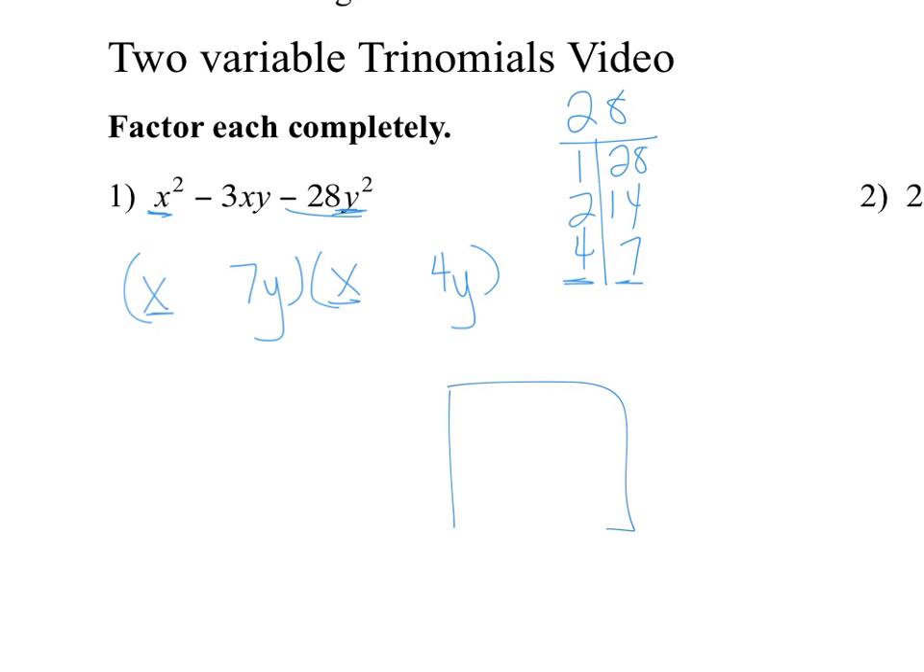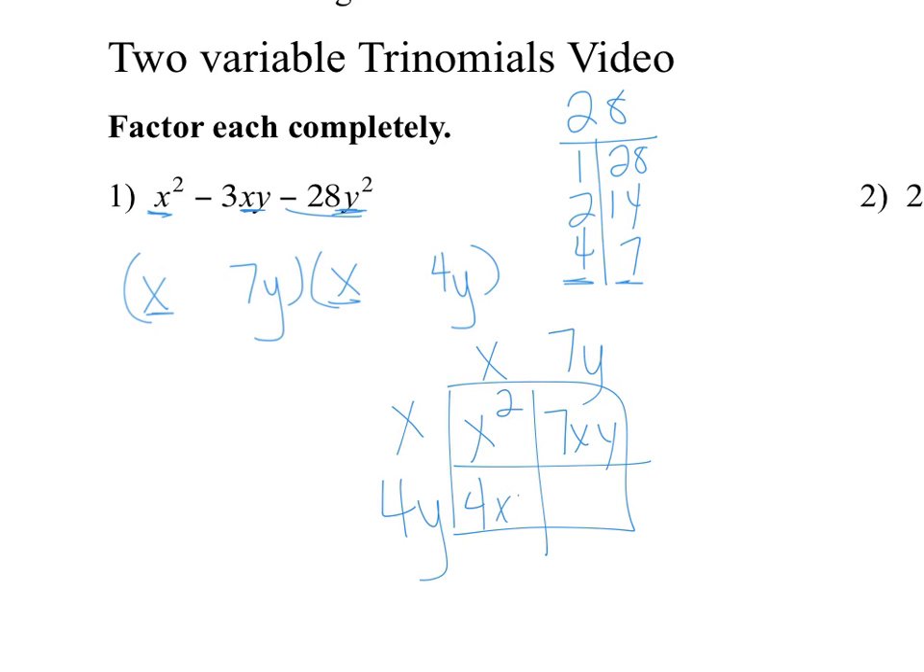So now, just to show you the box, I'm not going to do this every time, but this is x squared, this is 7xy, so that's where the xy comes from. This is 4xy, and then this is 28y squared. So it needs to be a negative 28, so either the 7 or the 4 has to be negative. Which one? Well, when we add them together, you have to get a negative 3, so you know it's got to be this one's negative, so this one's negative. And that's it. That's all there is to it.